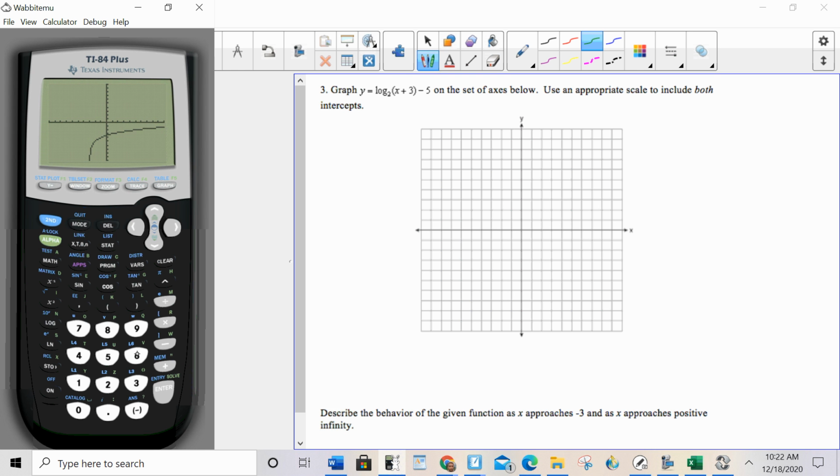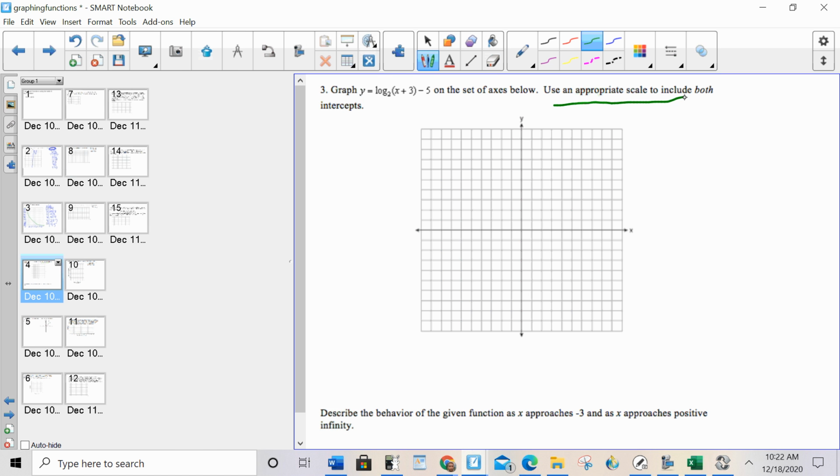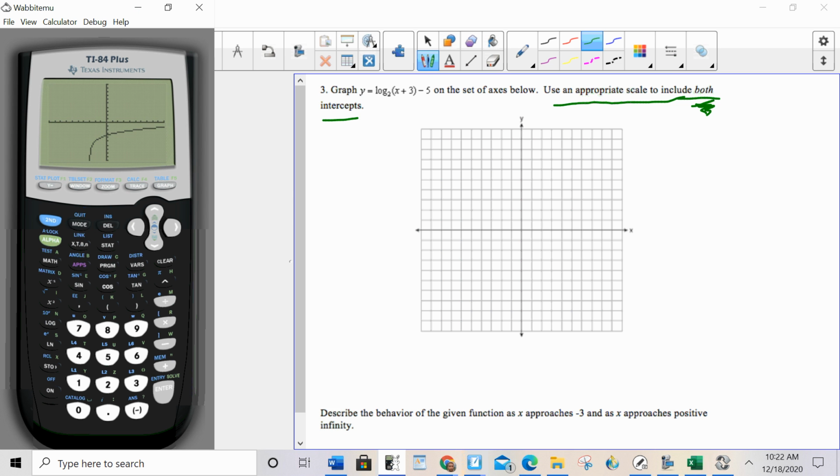Now, this is the tricky part, it says use an appropriate scale to include both intercepts. So by both intercepts, it's talking about the x-intercept and the y-intercept. So I can see my y-intercept, I don't see my x-intercept, so I need to see more of the right. So I'm going to adjust my x max. I'm going to double it as a rule. I always double it when I adjust it. And do I see my x-intercept yet? No. So let's double it again.